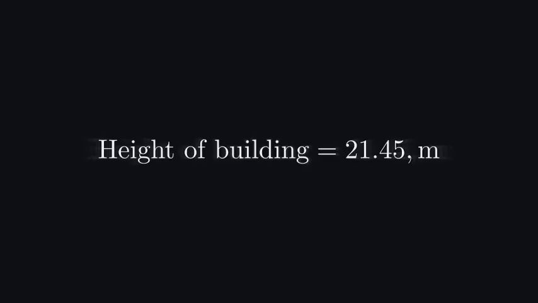The question asks for the answer correct to four significant figures. The first four significant figures are 2, 1, 4, and 5. The next digit is 3, so the 5 stays the same. Therefore, the height of the building is 21.45 m, correct to four significant figures.